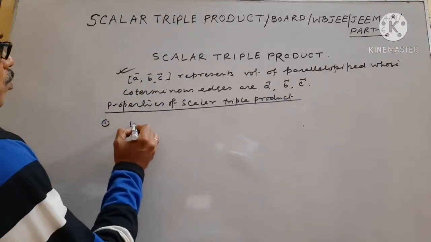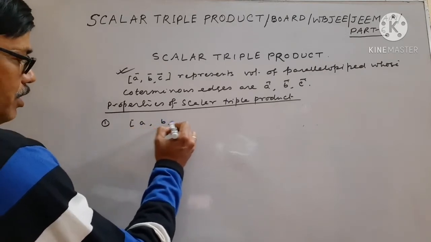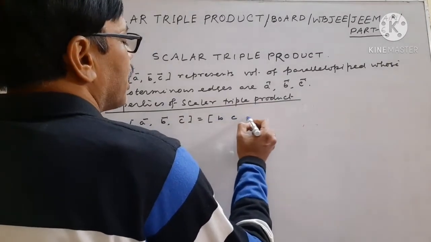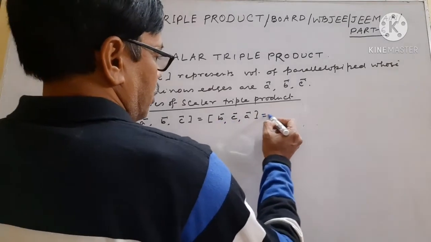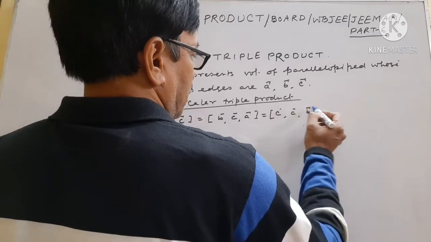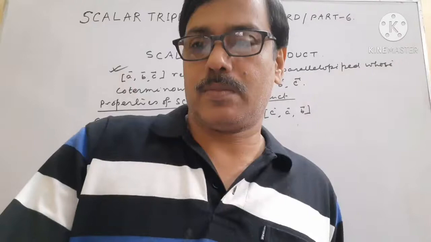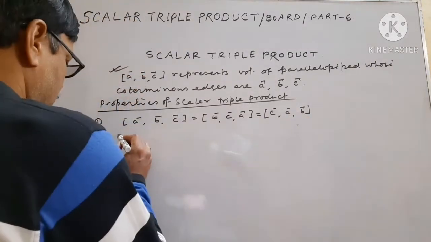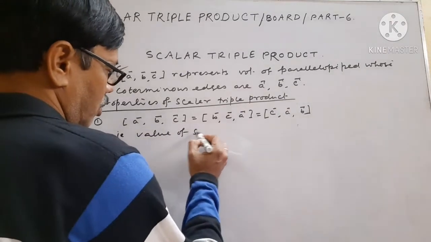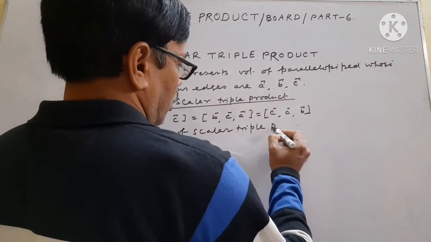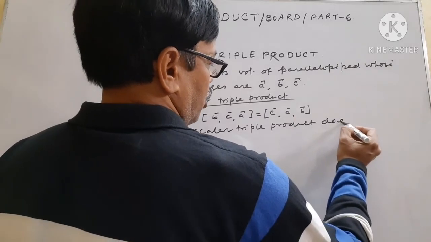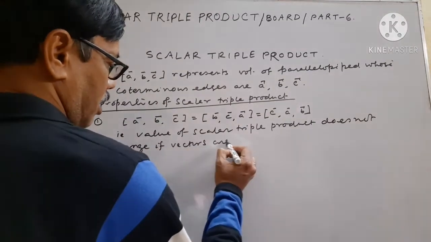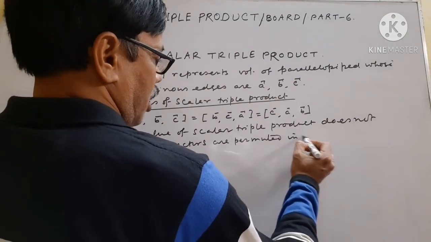Now number 1: box ABC equals box BCA equals box CAB. That is, the value of the scalar triple product does not change if the vectors are permuted in cyclic order.